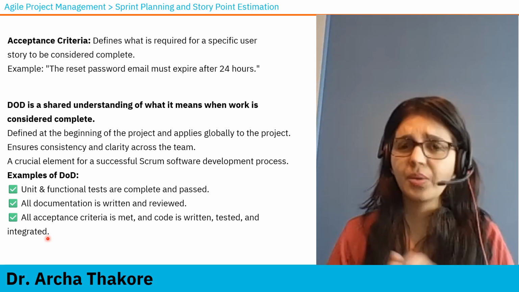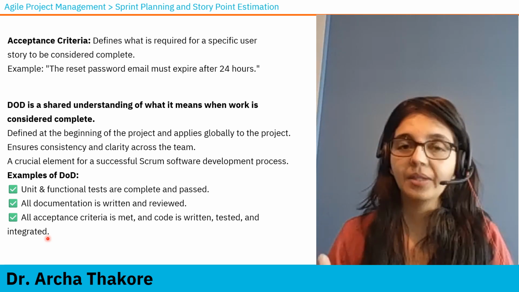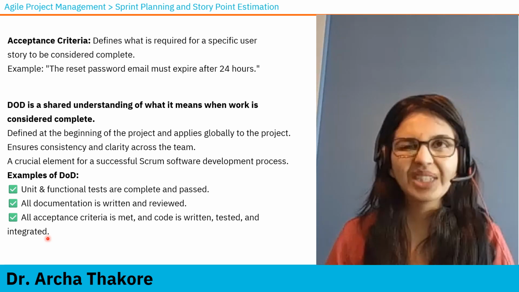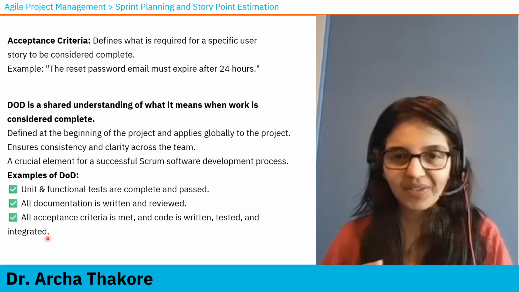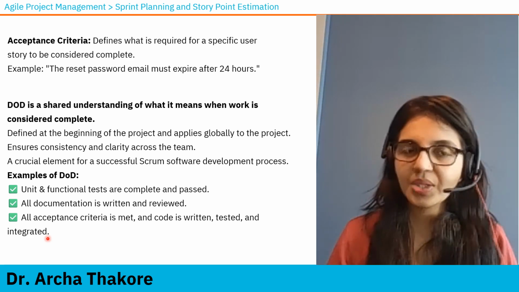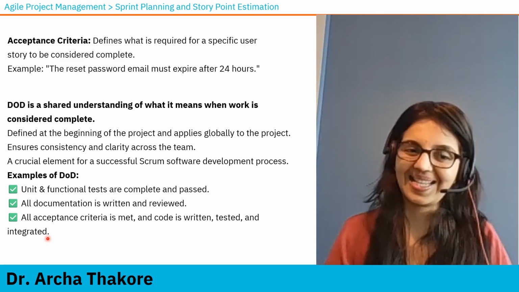Then we talked about the estimation techniques: planning poker, Wideband Delphi, and the t-shirt sizing one. And then we talked about acceptance criteria and definition of done. So this is it for this one. We will talk more about agile planning and measurement in the next lesson.